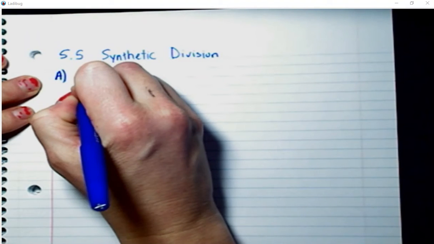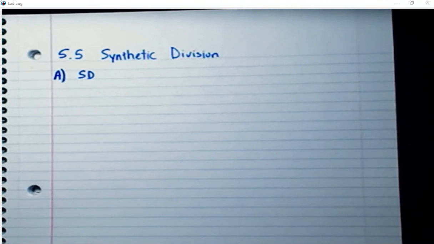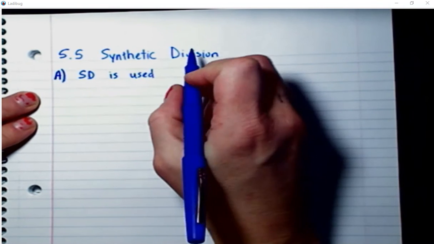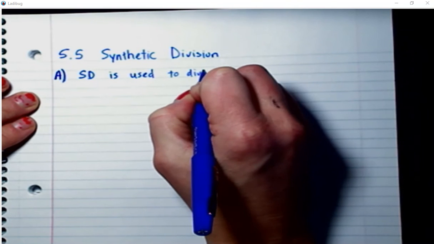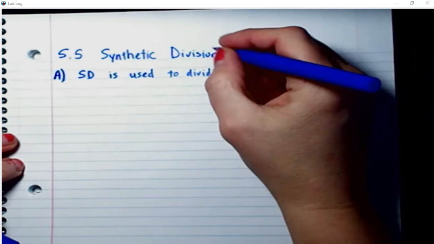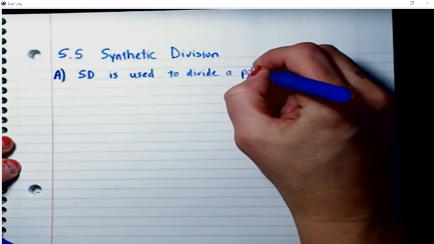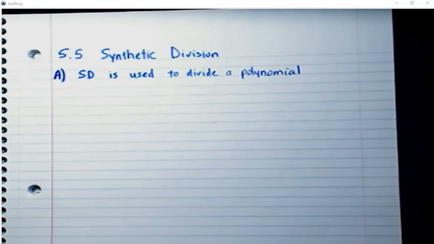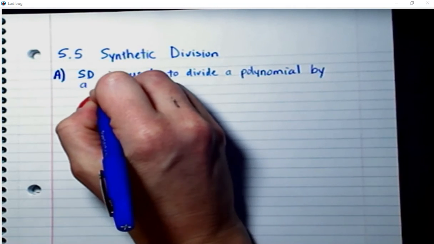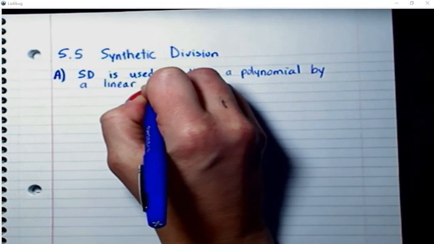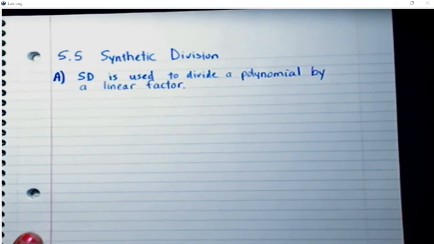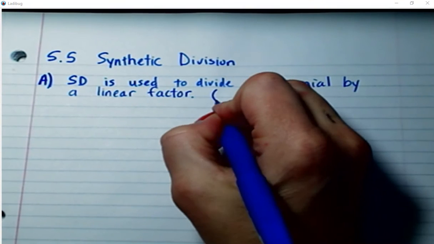Synthetic division, okay? There we go. Okay, so synthetic division is used to divide a polynomial by a linear factor. A linear factor is a factor that has a degree of 1.